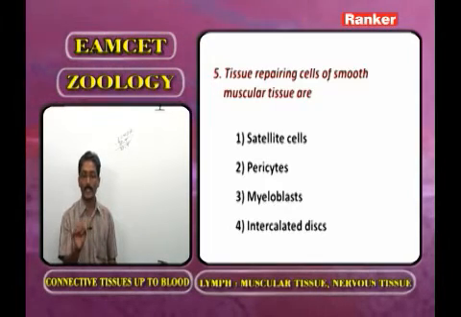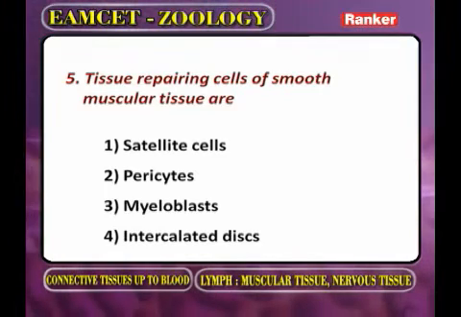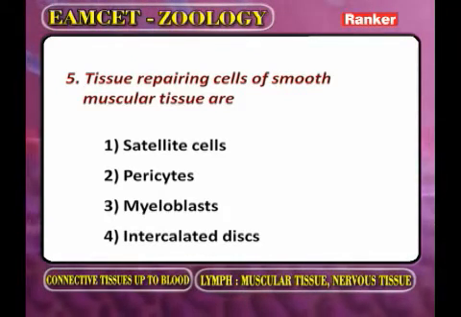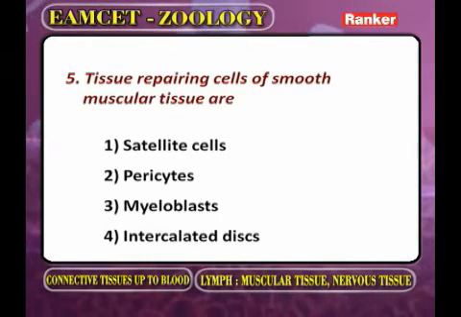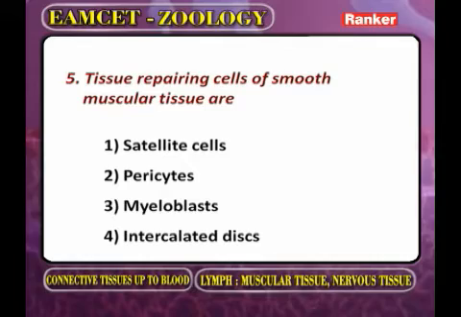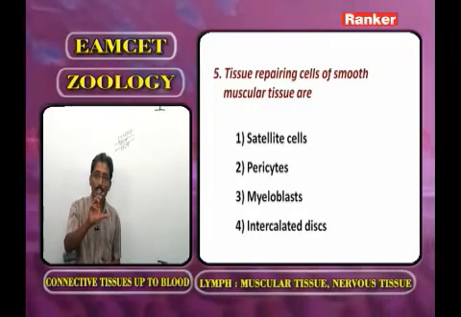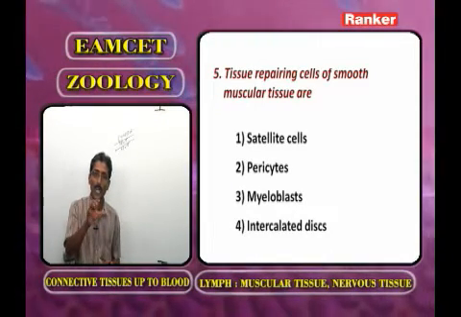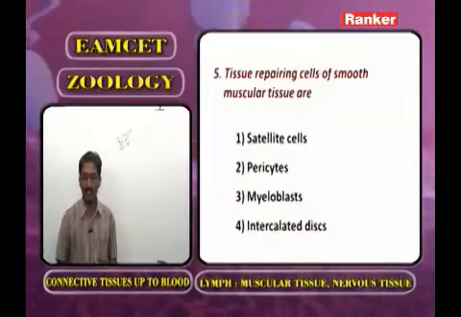Tissue repairing cells of smooth muscle tissue are. Now as we observe the muscle tissue, one we call voluntary muscle. The voluntary muscle has limited power of regeneration, whereas the smooth muscles have a great power of regeneration. In the smooth muscles, if a muscle cell is damaged, it is quickly regenerated by what type of regenerative cell? Now you have to identify the answer.